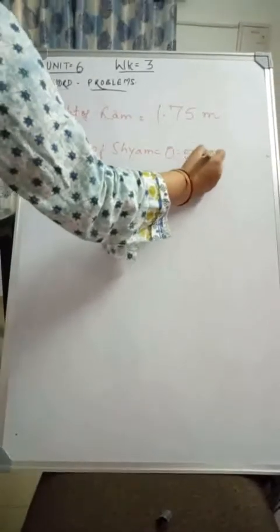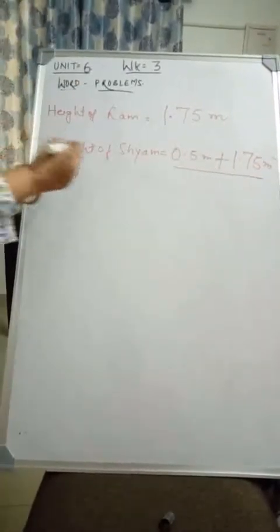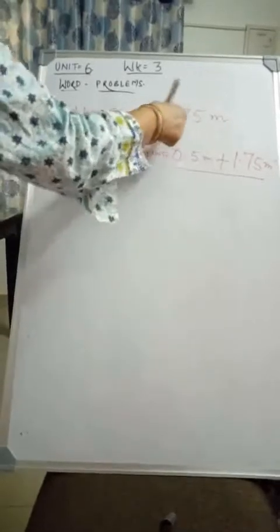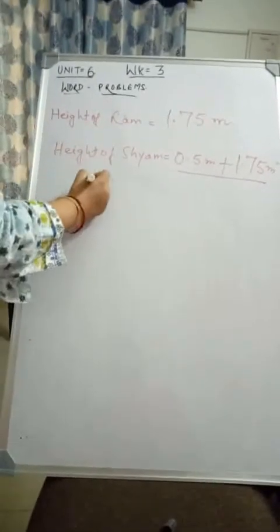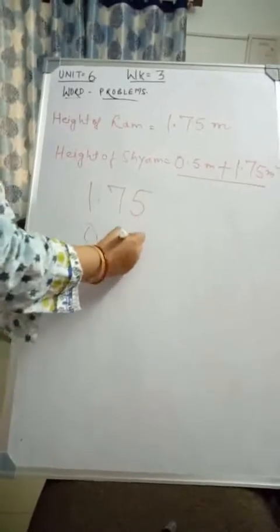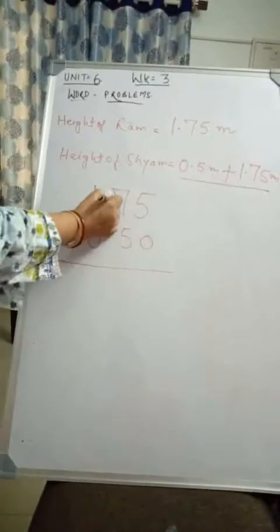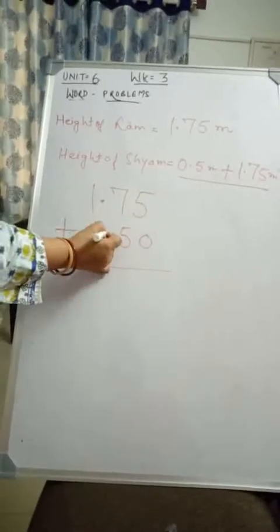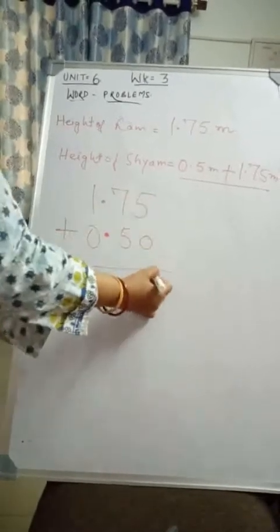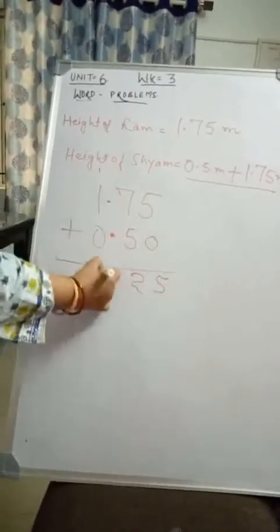Shyam is 0.5 meter taller than Ram, which means add it to the height of Ram. So you have to add 1.75 with 0.5. Put 0 over here. Do the addition. Firstly forget about the decimal and add as a whole number. 5 plus 0, 5. 7 plus 5, 12, so 2 and 1 carry over. 1 plus 1, 2.